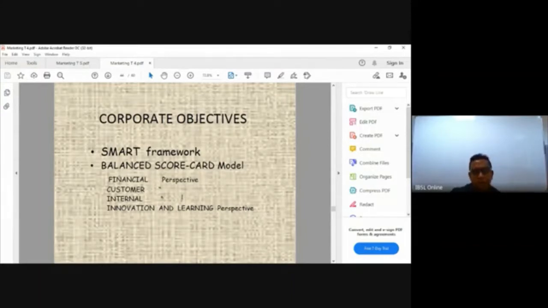That is a SMART objective. We want to increase the home loan portfolio by 25% over the beginning of the year figure by end of 2021. That means within a 1 year period, you are time bound. In 1 year, you want to increase your home loan portfolio by 25%. So that is a SMART objective.